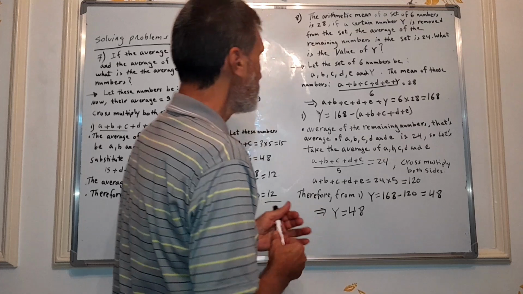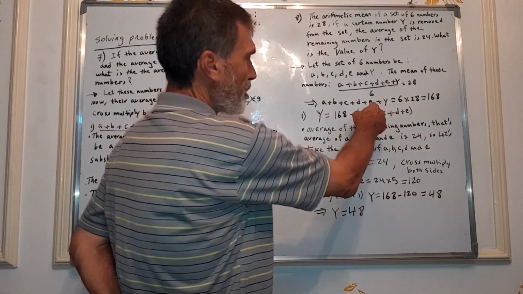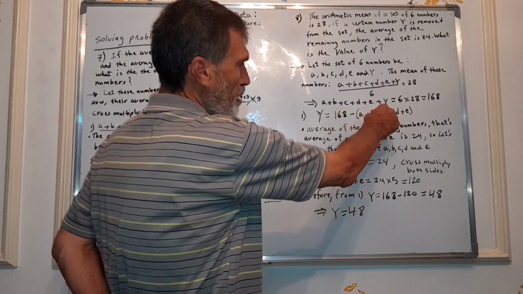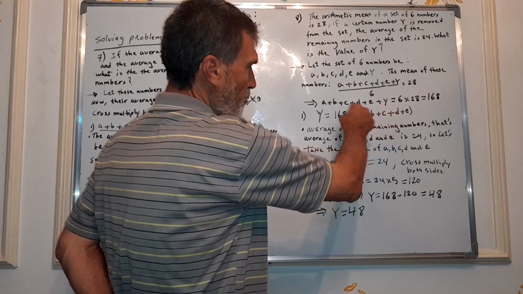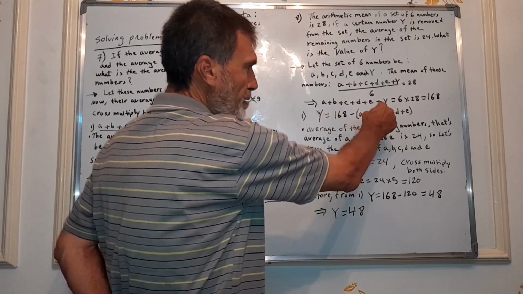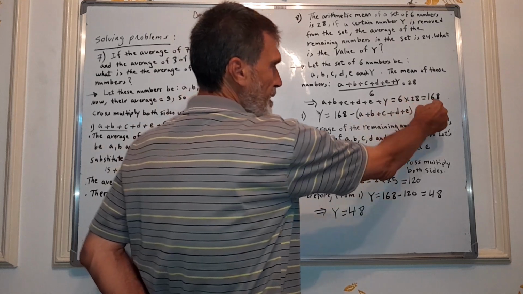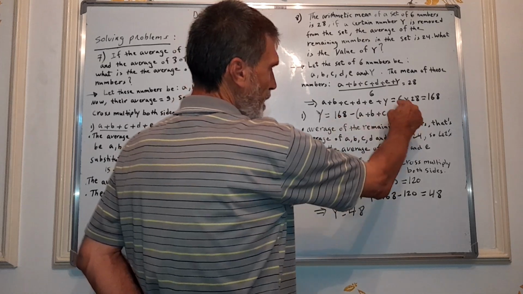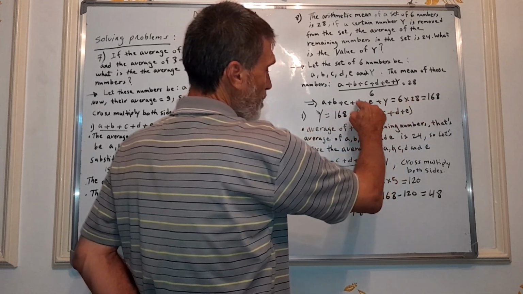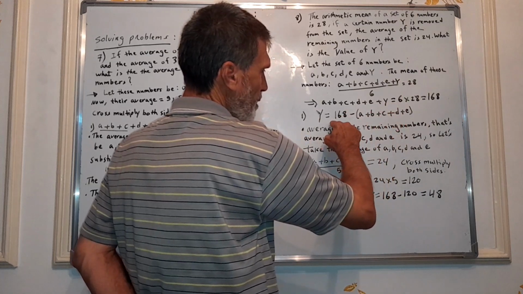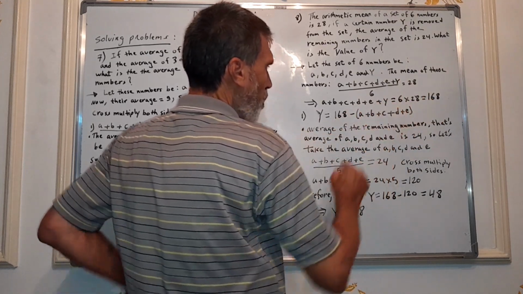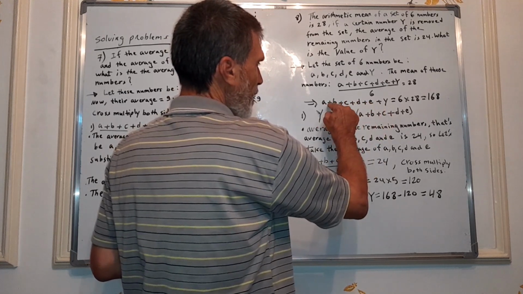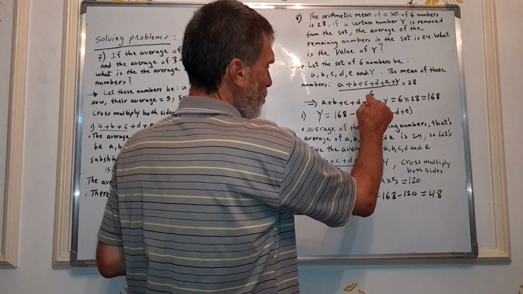Great. Now, I take Y from this because Y is removed. Now, Y is removed from this set. So if I solve this equation for Y, Y is equal to 168 minus, I take all of these to the other side. So I get Y is equal to 168 minus all these numbers, A plus B plus C plus D plus E.